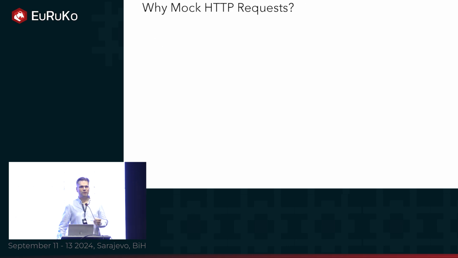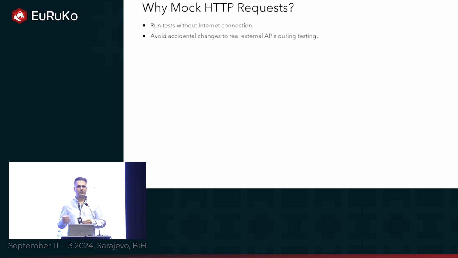Okay, so we know what the basic features of WebMock are, but you might ask why mock HTTP requests in the first place, right? So first, it allows you to run your tests in isolation without an internet connection. So if you came here by plane, like me, and you wanted to work on the plane, WebMock is a perfect solution. You can run your tests without actually having access to an external API. It also allows you to avoid accidental changes to third-party APIs. For example, if you incorrectly configure your development or test environment with production credentials, no changes will be made. WebMock will prevent that.